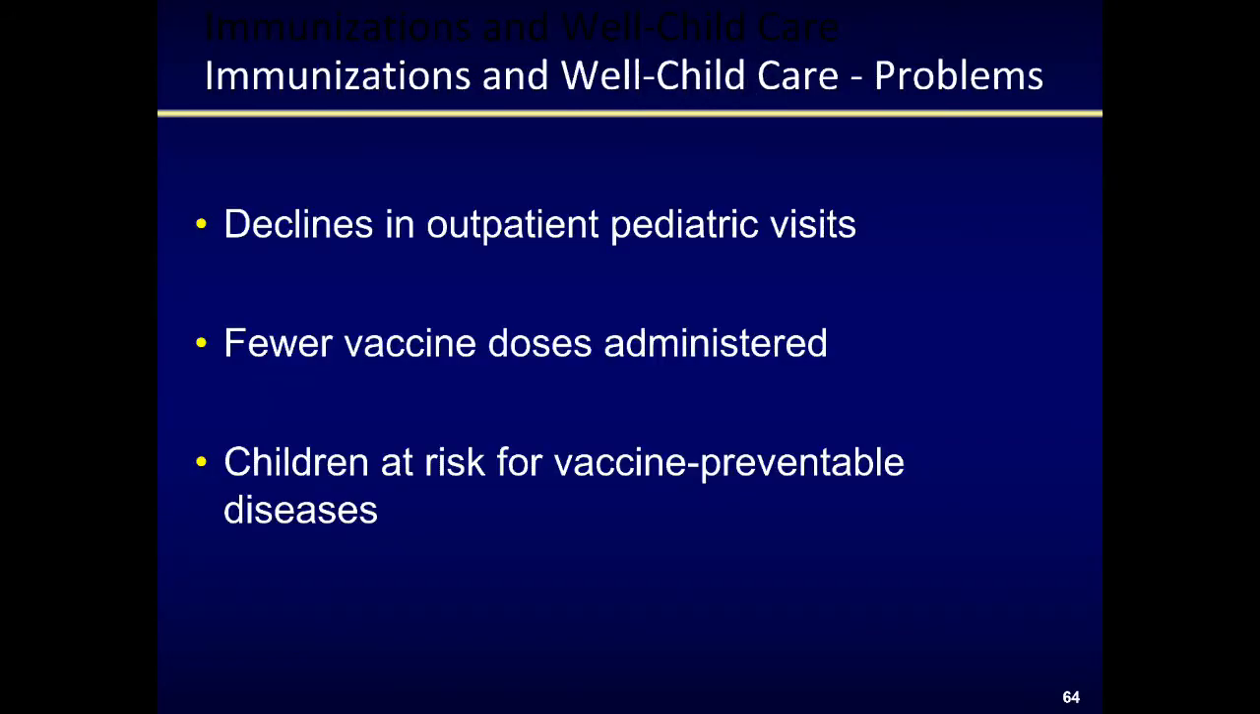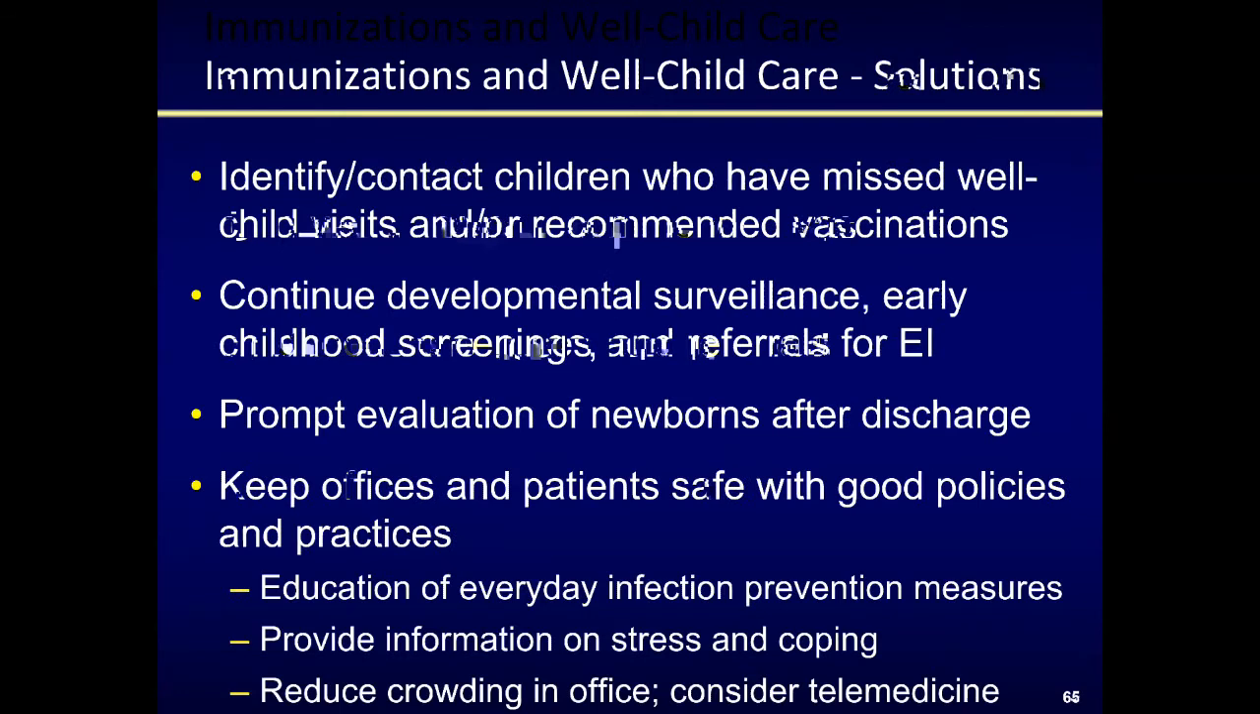For visits to medical care, we've seen declines in outpatient pediatric visits and fewer vaccine doses administered, and we know that children are becoming at risk for many vaccine-preventable diseases. The last thing we would want to see is a measles outbreak on top of what we're seeing now. We can already anticipate that we're going to be seeing influenza. We don't need vaccine-preventable diseases on top of all that.